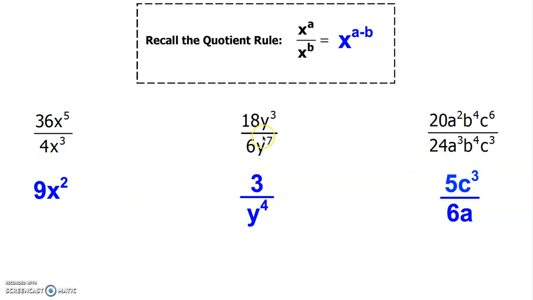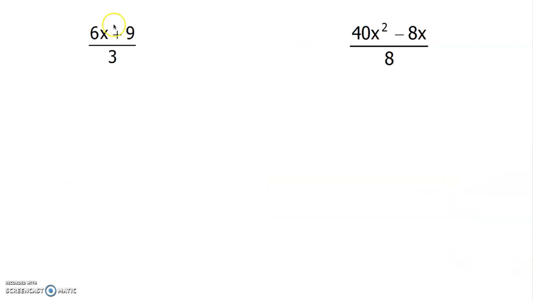We're going to be using this quotient rule to help us divide polynomials by monomials. So here we have a binomial that's being divided by this monomial 3. What that really means is that each term in that numerator is getting divided by the 3. So we really have 6x being divided by 3 plus 9 being divided by 3. I want you guys to write that separation.